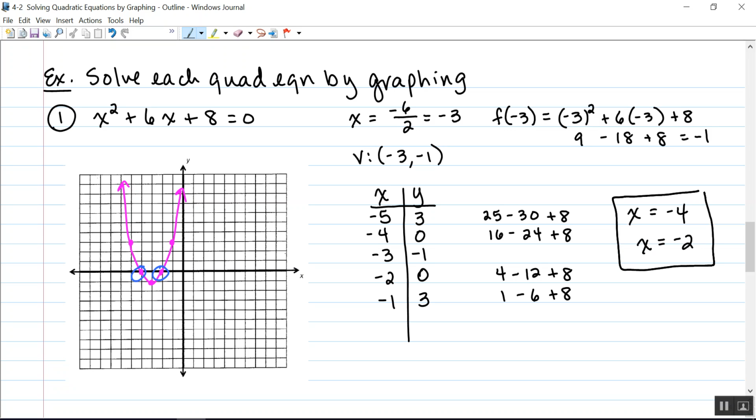Now, one other thing I want to point out is notice that in our table, when x equals negative 4, y equals 0. That's not a coincidence. It's supposed to be that way. And when x equals negative 2, y equals 0. That's another way to figure out that you do indeed have your solutions when y equals 0. Let's take a look at our next example.